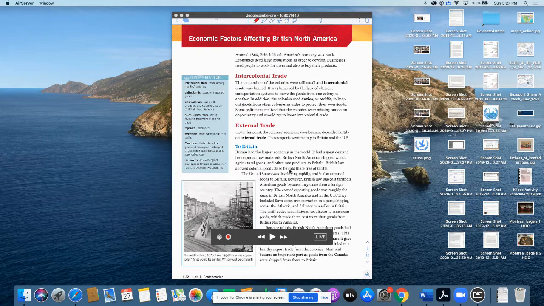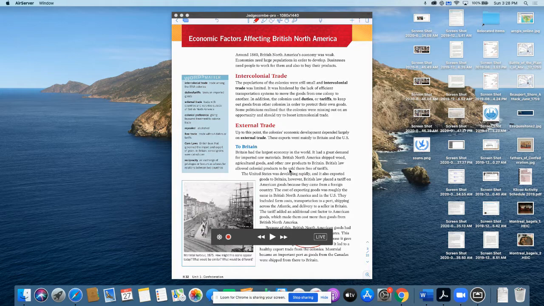So the first set of factors affecting British North America at the time were economic factors, and it had to do with trade. Originally, Great Britain favored the colonies. It was called colonial preference. You can see it on this page here. That meant that if Britain was going to trade with other countries, not the colonies, there would be lots of stiff tariffs, and it was hard for those other countries to get any goods into Britain, because they would only get them from the colonies.